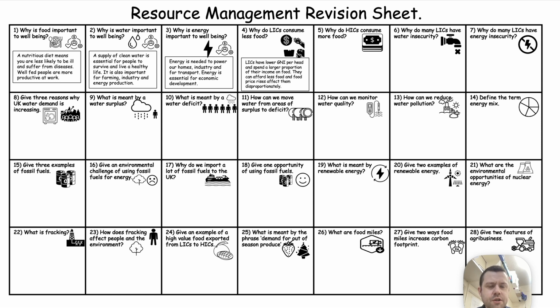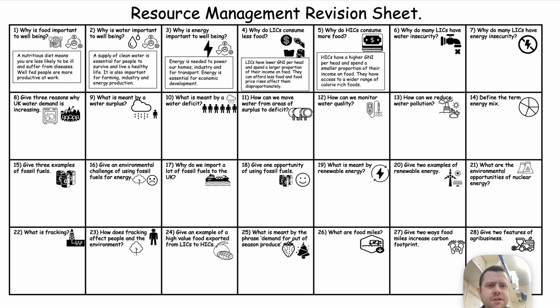Why do HICs consume more food? We have a higher GNI per head, and we spend a smaller proportion of our income on food. If food prices rise by 50%, it's a bit miserable when we get to the till, but generally we can still absorb those costs. In addition, we also have access to a wider range of calorie-rich food. Thinking of meat, products such as avocados, and the kind of fast food and cheap food that you can buy from supermarkets, it's very calorie rich.